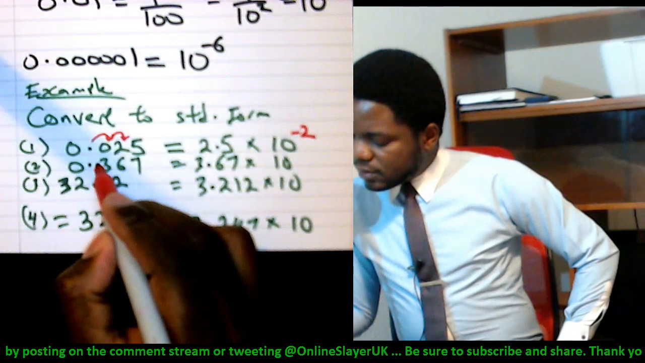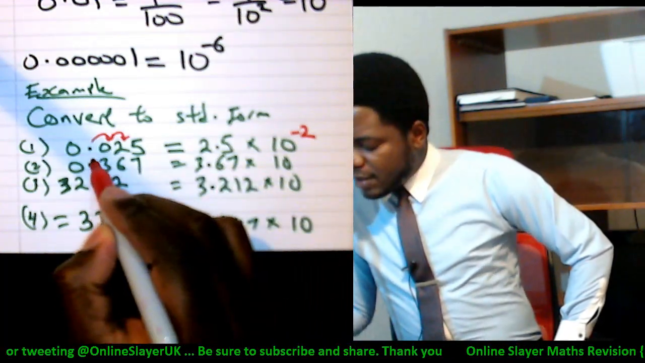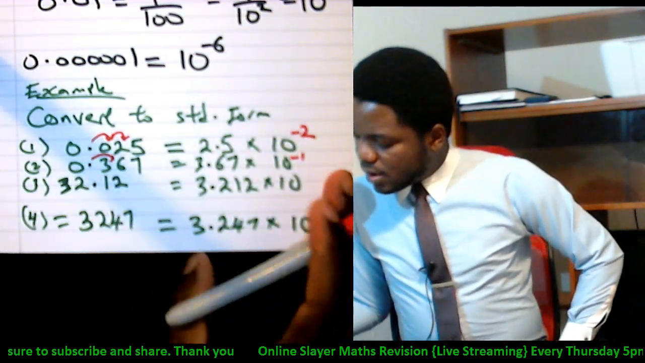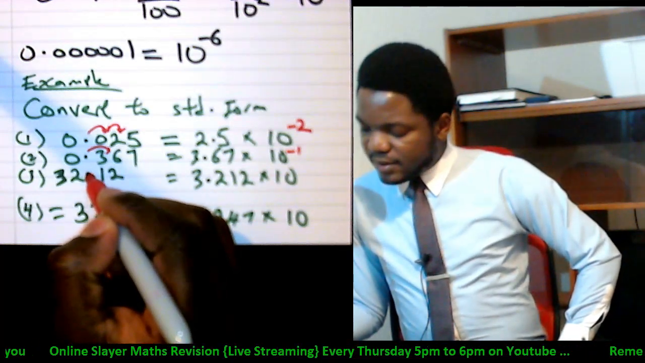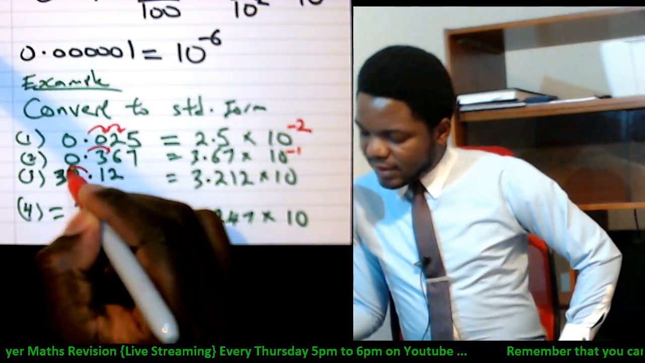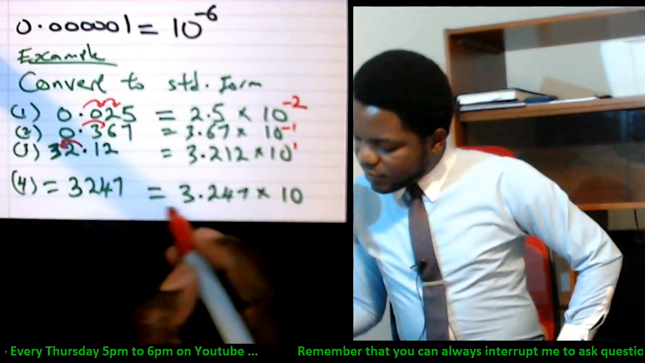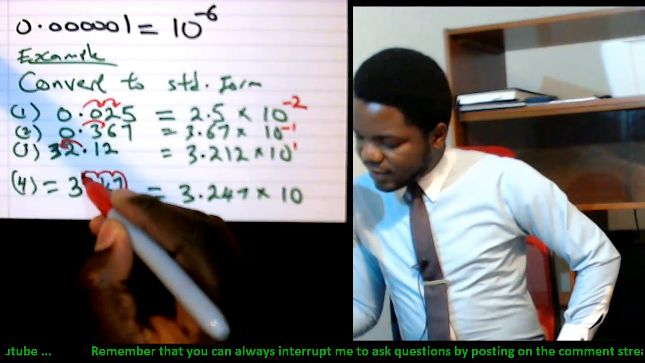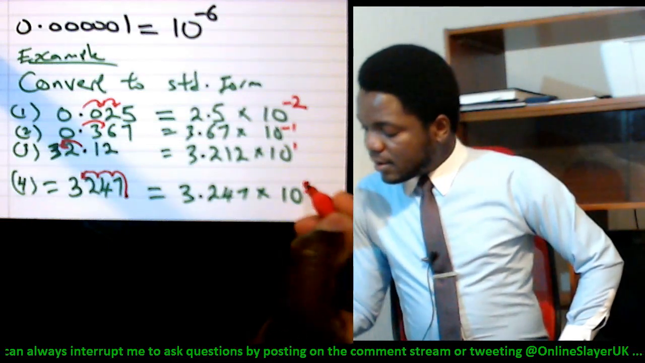Here we've got 0.367, but we've moved it to 3.67. How many places have we moved? Forward or backwards? Forward. How many places? 1. We moved this way, right? So it is power 1. And what about this one? The decimal point was here. We moved 1, 2, 3. So it is positive, 3. And that's the answer.